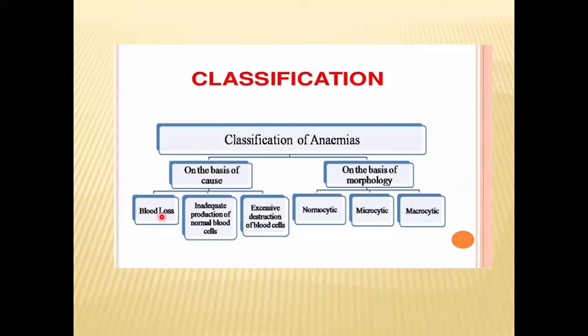And then on the basis of morphology, anemia could be normocytic, microcytic, or macrocytic. Normocytic means the size of the red blood cell is normal. Microcytic, the RBCs are smaller than normal, and macrocytic, the RBCs are larger than the normal size. So here you should know what the normal size is before you can say it's macrocytic or microcytic.